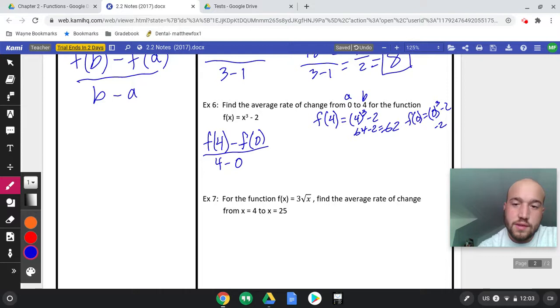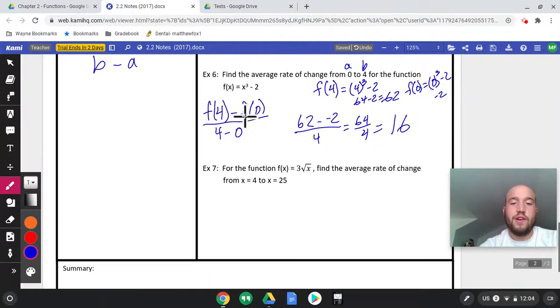So now we'll plug this in. We get 62 minus negative 2, divided by 4 minus 0, which is just going to be 4. So minus negative 2 adds that, and we get 64 divided by 4, which our final answer is 16.